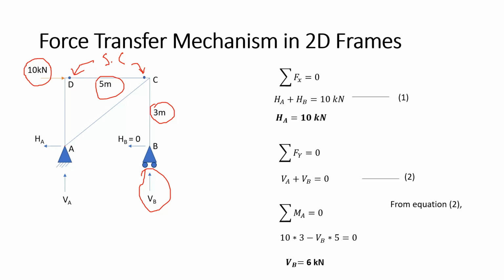From equation 2, since VB is equal to 6, VA is equal to minus 6. Here the negative sign indicates that whatever direction we have assumed is incorrect. So instead of VA being upward, it should be downward. So this is the conventional method. Now let's discuss the shortcut method.